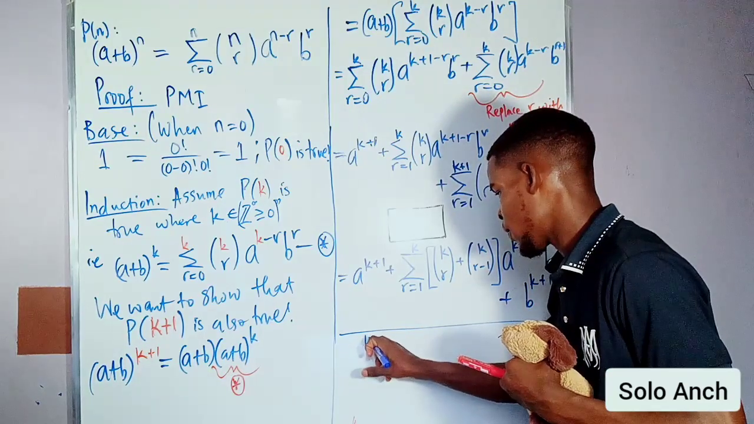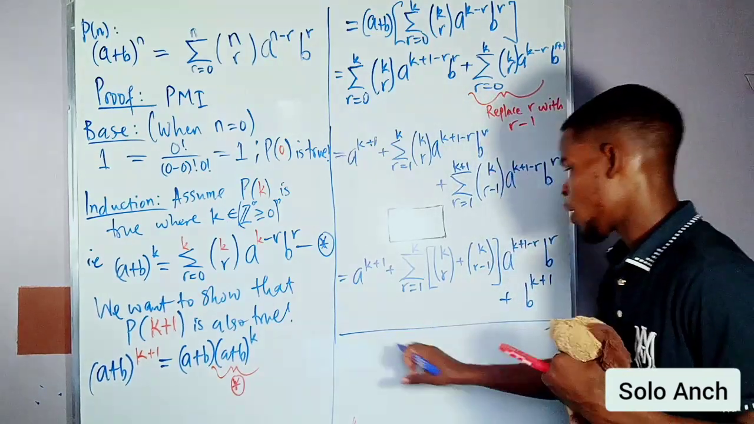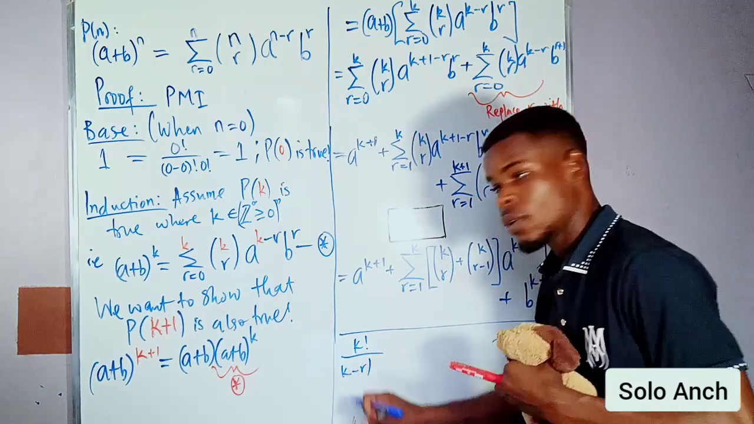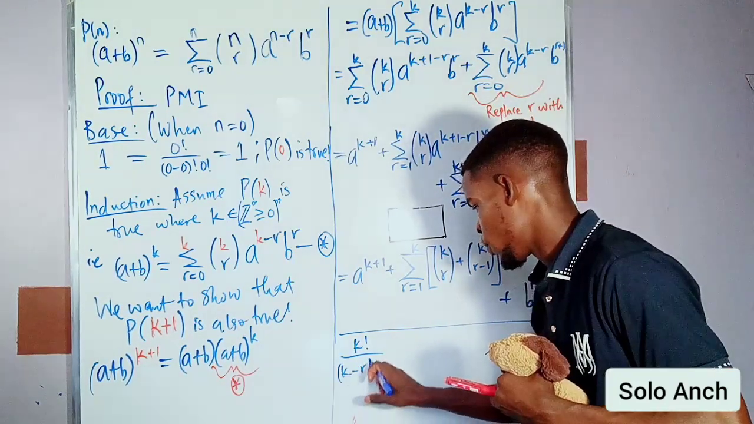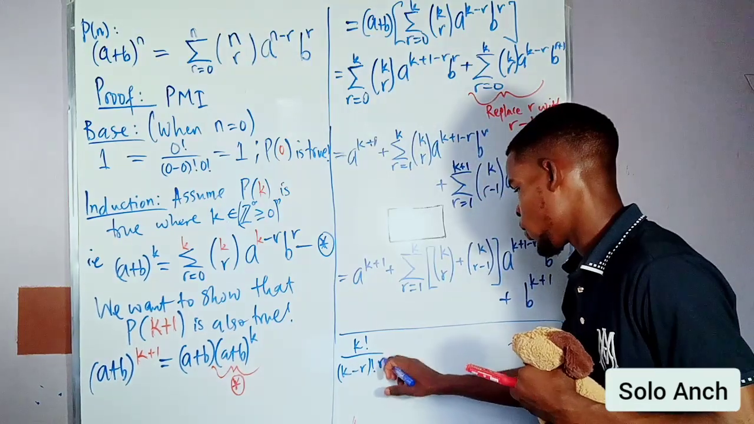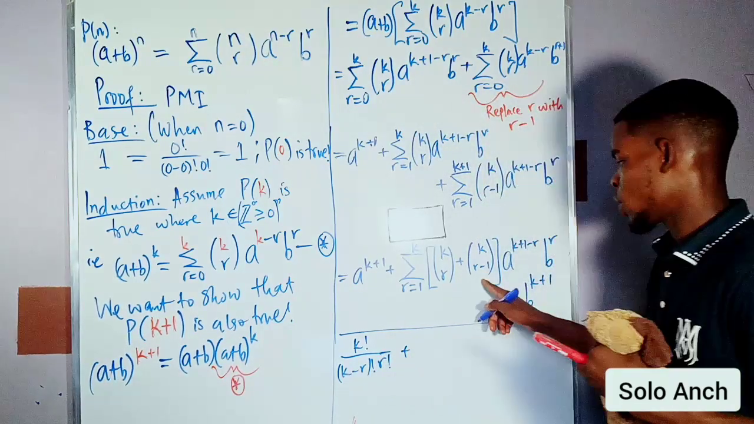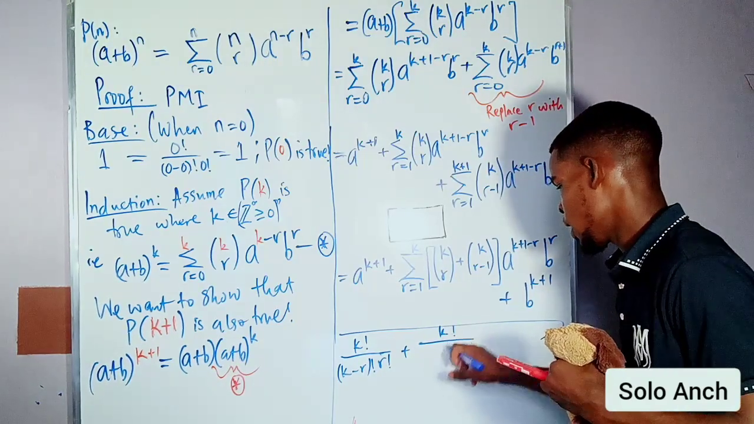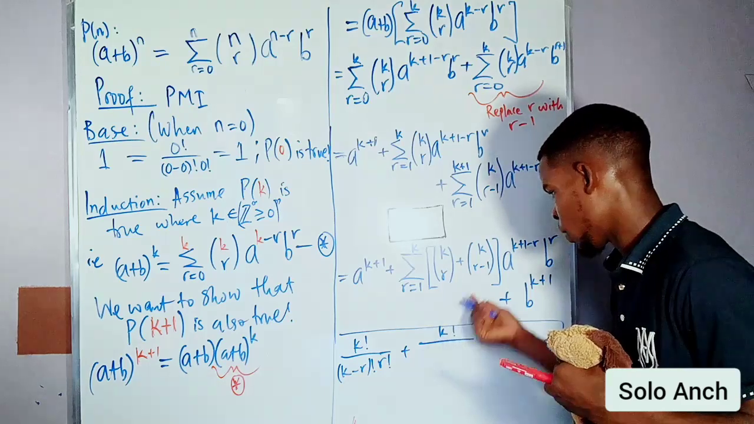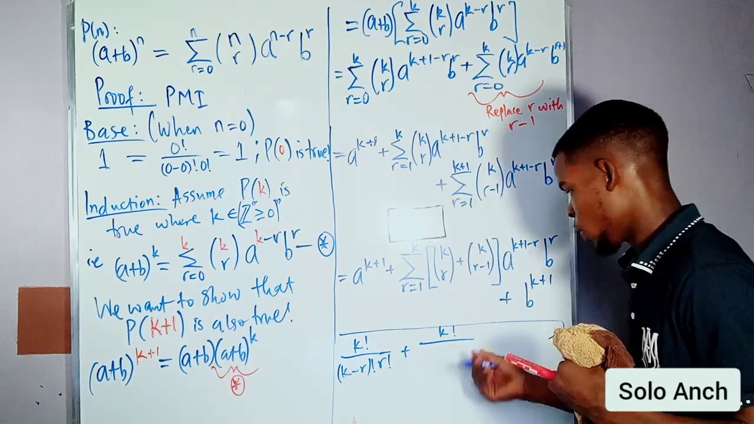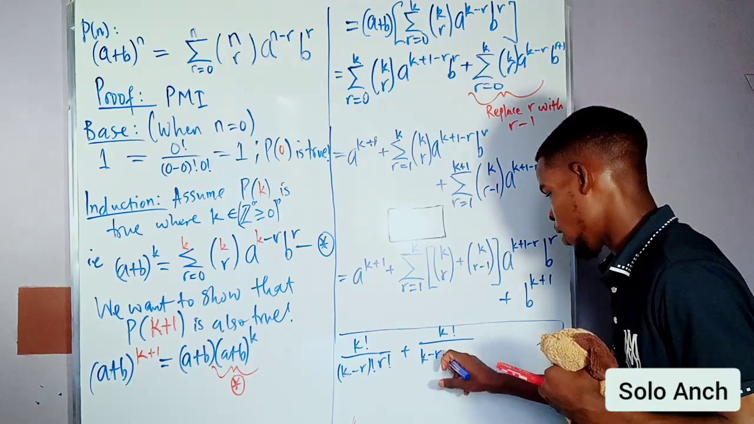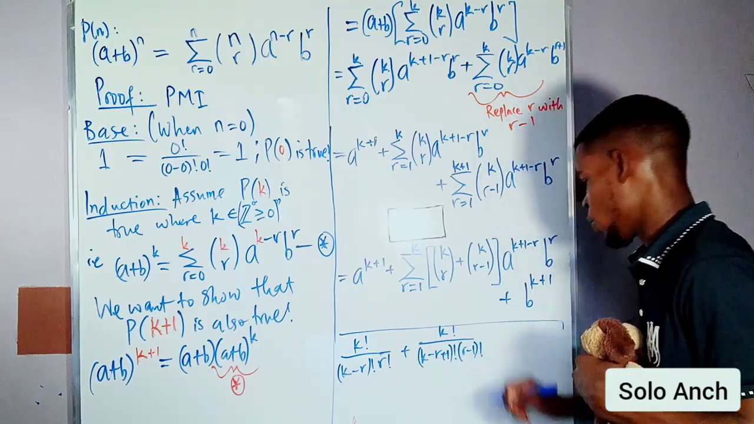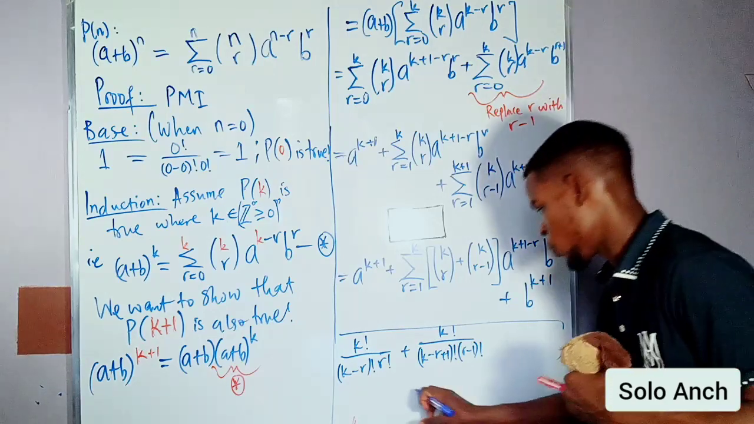So now, k choose r means k factorial divided by k minus r factorial, r factorial. Then we add it with this other one where the r is replaced with r minus 1. That will be k factorial divided by k minus r factorial, but this will be k minus r minus 1, so that will be k minus r plus 1 factorial, then r minus 1 factorial.